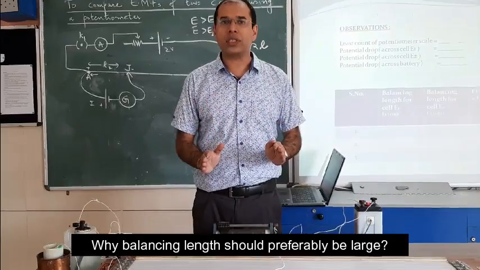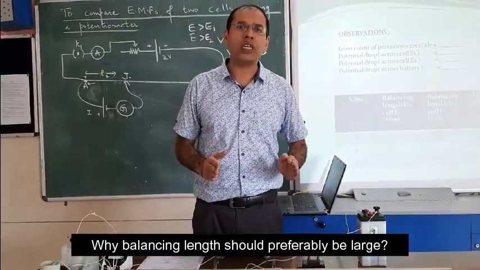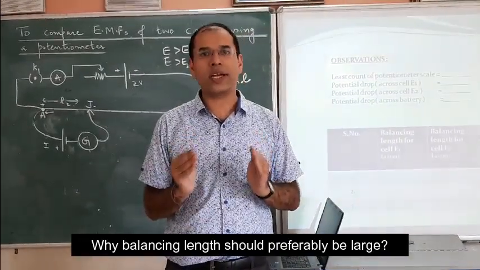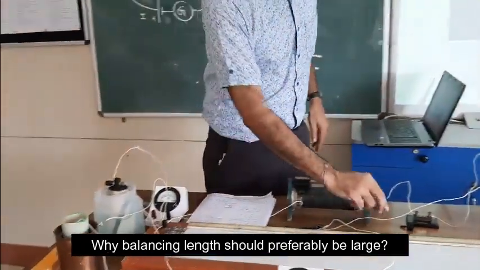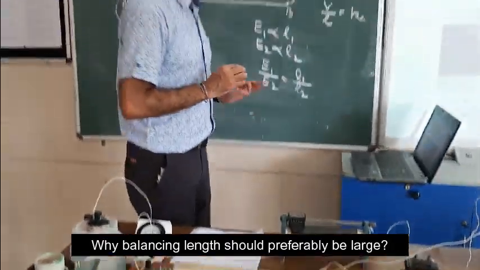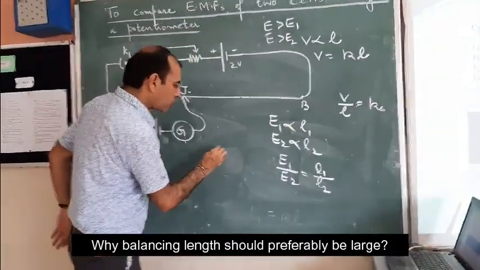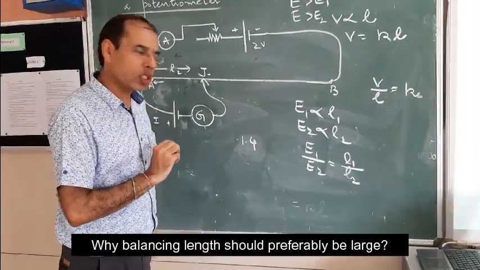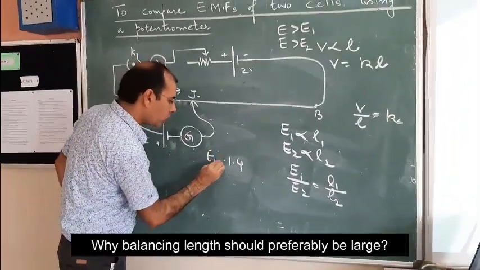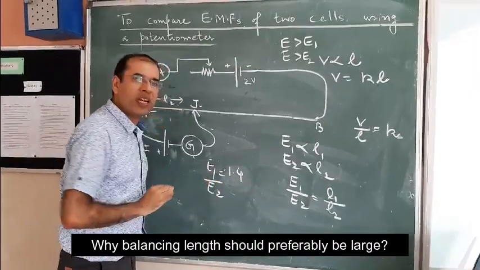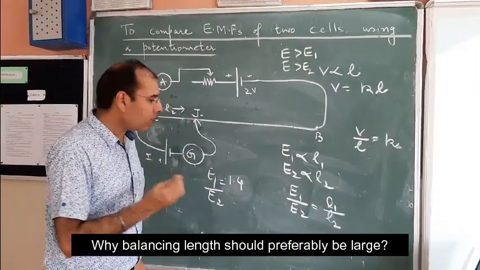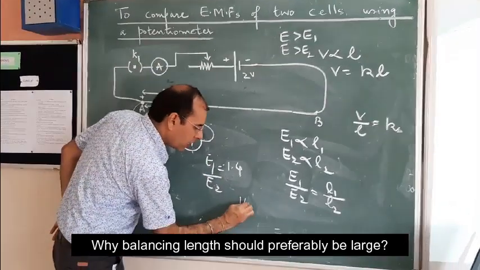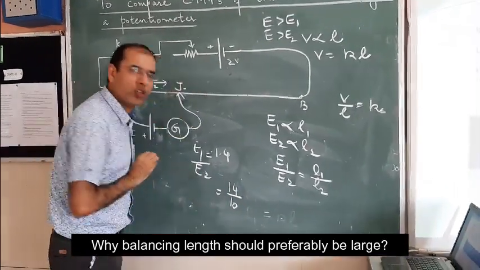This is a precaution. Why is it so? Why do we want L1 to be as large as possible? Look at the reason. Suppose the ratio of the two EMFs is the same. Suppose it has to come as 1.4. This ratio of E1 by E2 of 1.4 is possible in various ways. For example, 14 upon 10 centimeters will also give you the same answer.